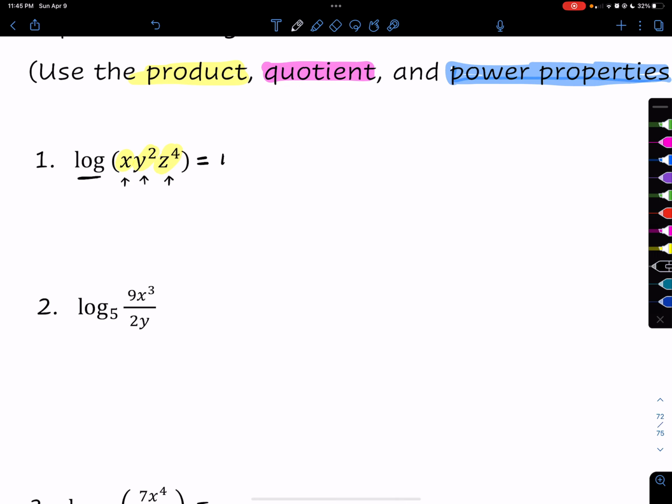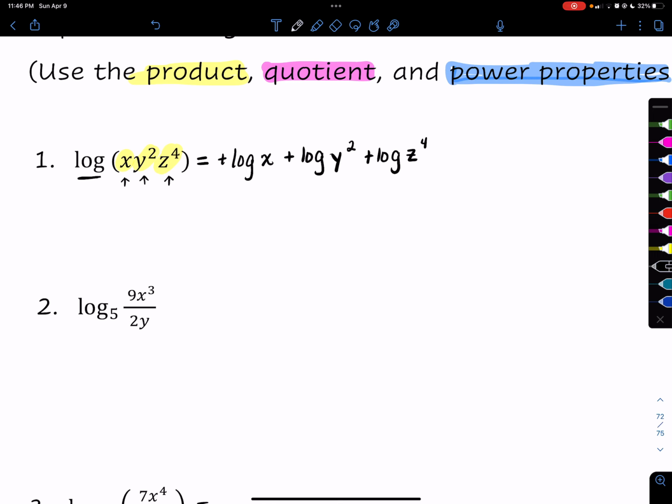So I will have positive log x, which has a base of 10. Positive log y squared also has a base of 10, so I don't have to write it. Positive log z to the 4th. And the reason these are all positive is because they were all being multiplied.